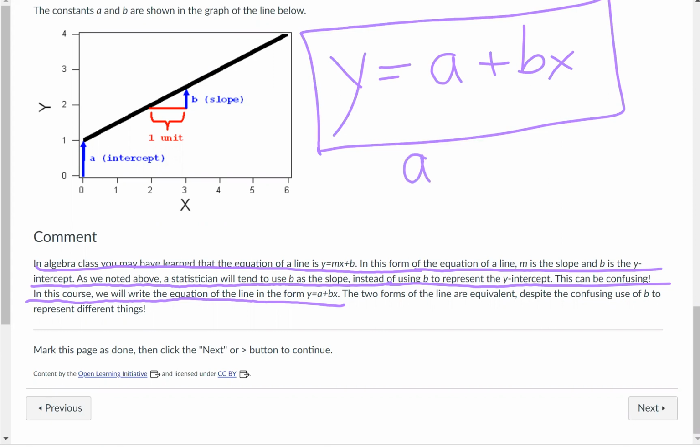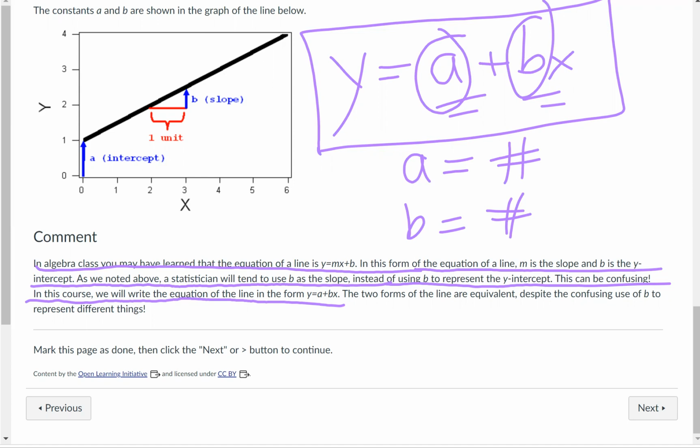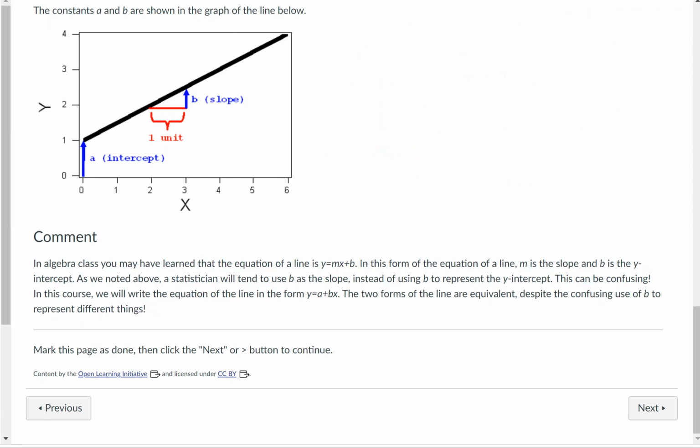That's because when you use technology to figure out what the line is, whether a graphing calculator, an applet, or StatCrunch, it will say a is some number, b is some number, and you have to remember what those represent. So from now on, I'm not going to say m is the slope and b is the y-intercept. I'm going to say a is the y-intercept or the initial value, and b is the slope or the rate of change. The two forms of the line are equivalent despite the confusing use of b to represent two different things. I don't know why we can't all get on the same page and use the same thing. Am I right?